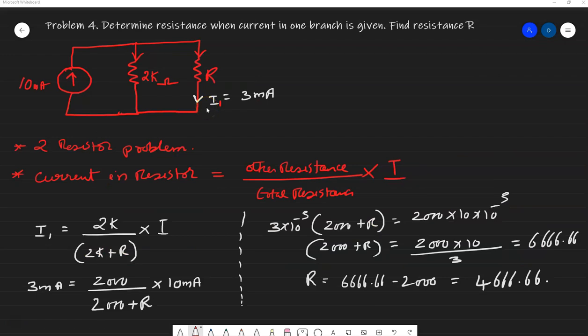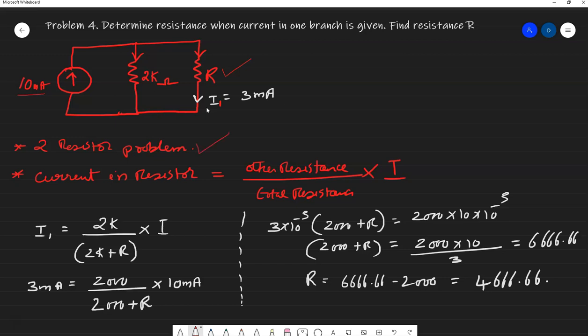This is one more simple problem with a twist. You have been asked to find the value of this resistor R to have a current of 3 milliamps. Again, first understand the circuit diagram. You have a current source of 10 milliamps, one resistor of 2 kilo ohms, and the other one you have been asked to find. However, you have been told that the current in this branch must be 3 milliamps.